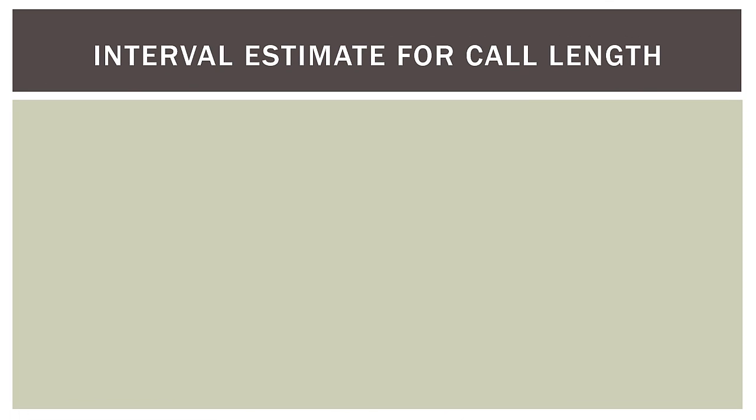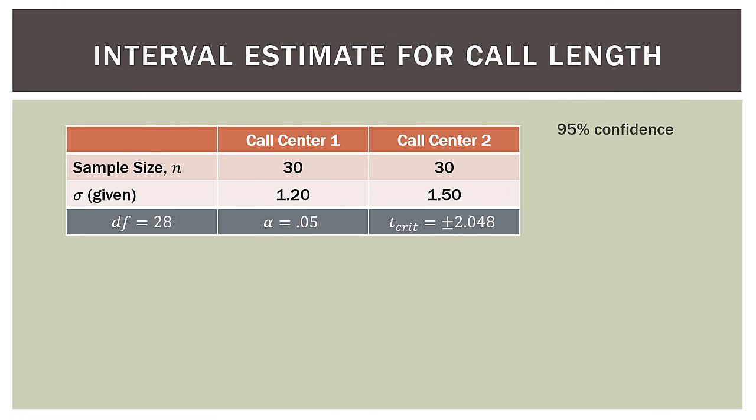So what about the interval estimate for call length? Now we have everything in order. So here is our information. We have call center 1 sample size of 30, our standard deviation of 1.2, actually I should say S over there with the given, 1.2. Then call center 2 is 1.5. So those are our standard deviations.